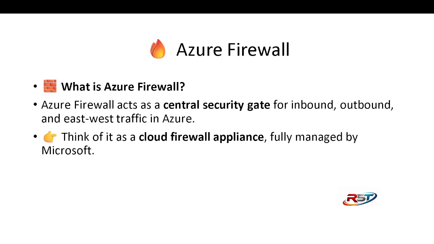So what is Azure Firewall? Azure Firewall acts as a central security gate for inbound, outbound, and east-west traffic in Azure. Think of it as a cloud firewall appliance fully managed by Microsoft. East-west traffic means traffic between Azure services, Azure networks, and Azure subnets.